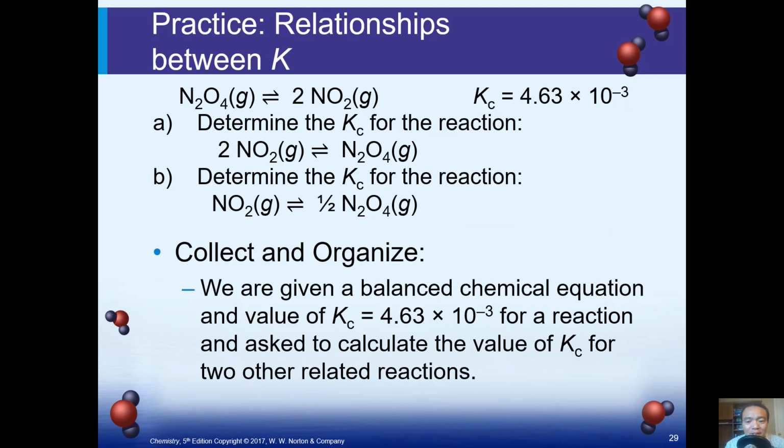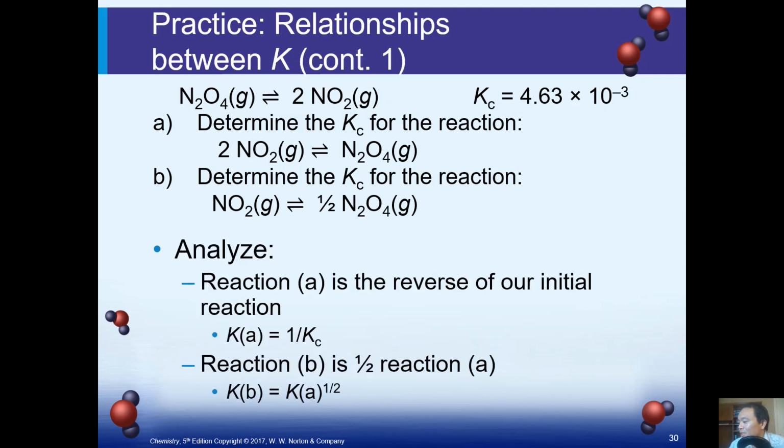In this example, we are given a balanced chemical reaction and the equilibrium constant Kc, right? And we're asked to calculate the value of Kc for the two other reactions. So two different new reactions, A and B. So when you need to look at the relationship between the original reaction and the new reaction.